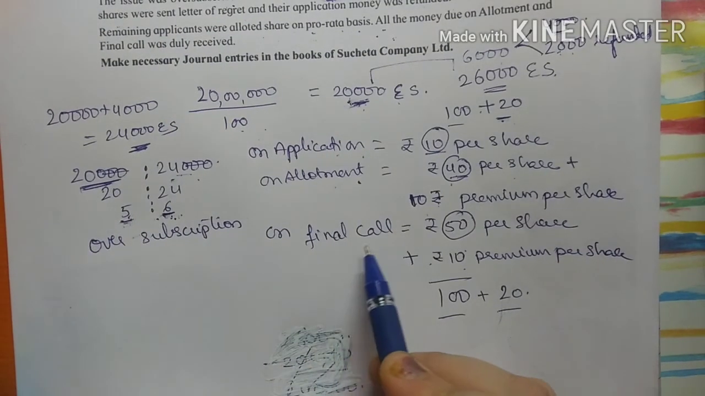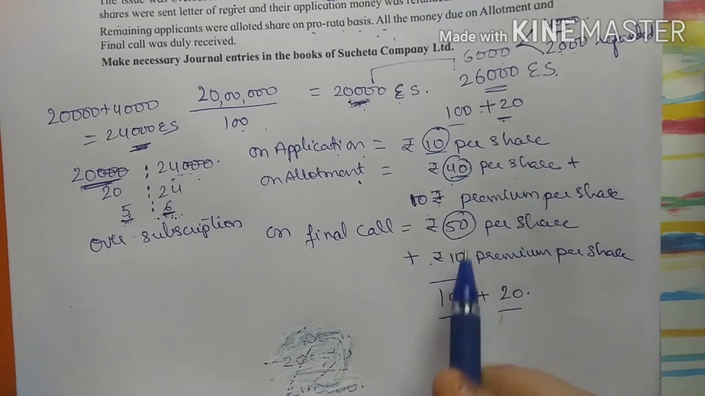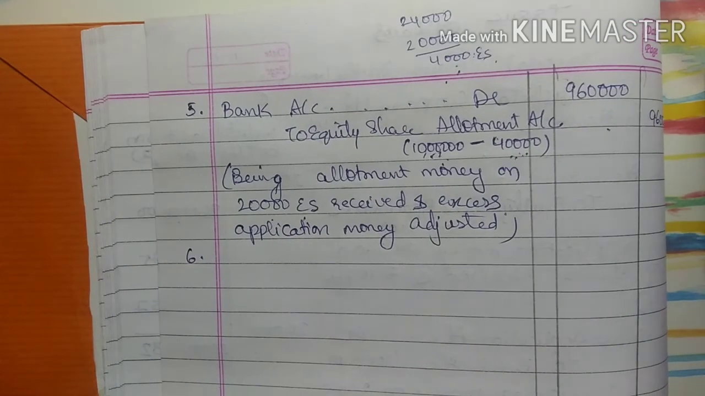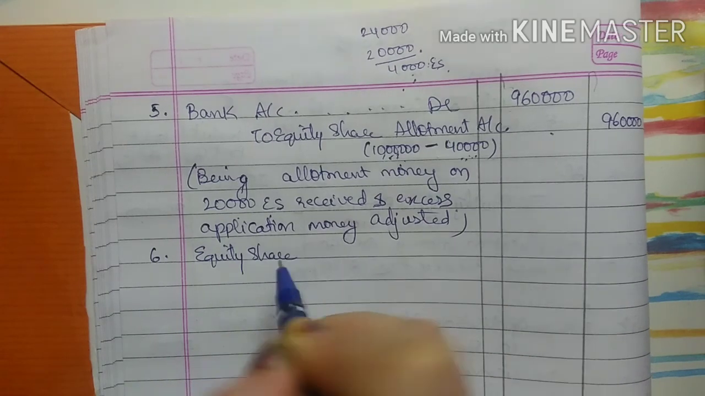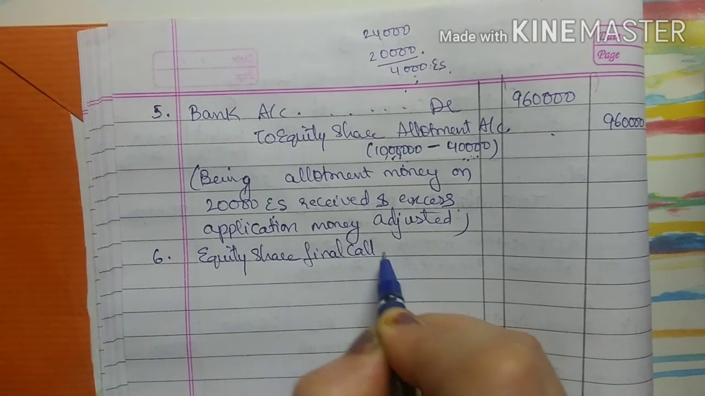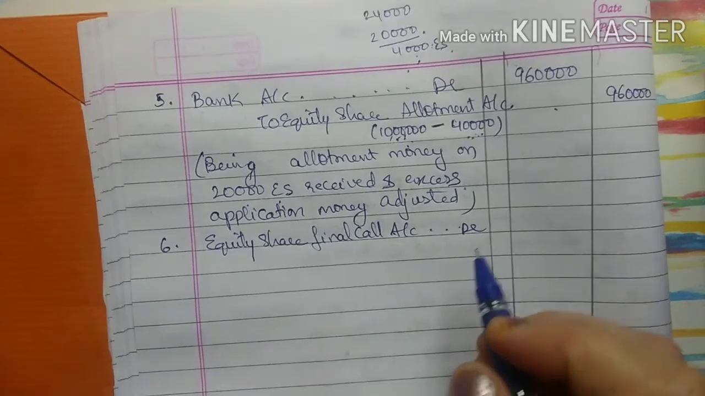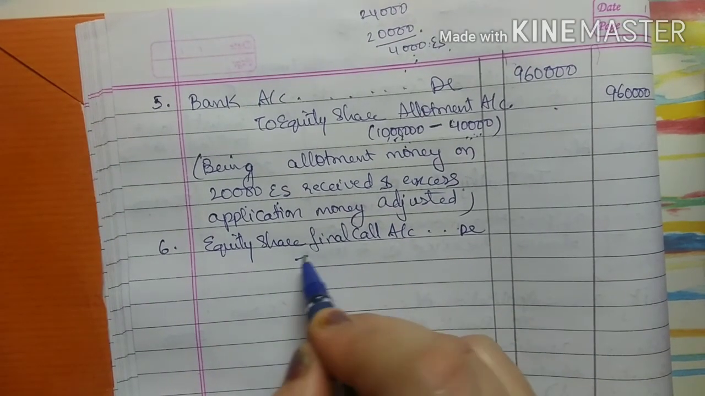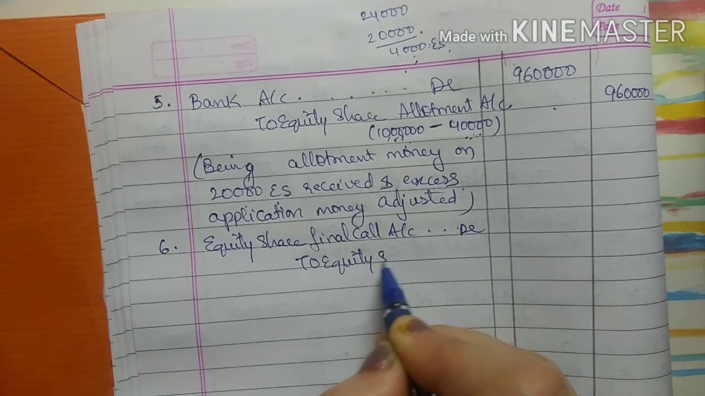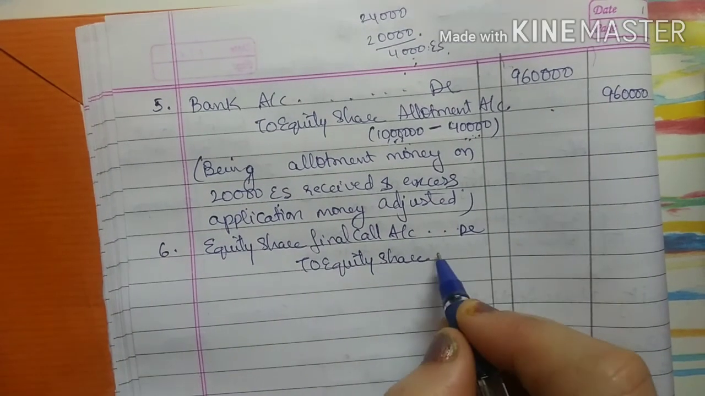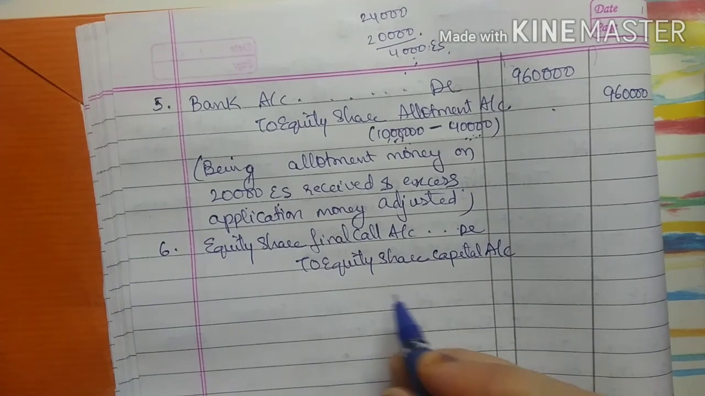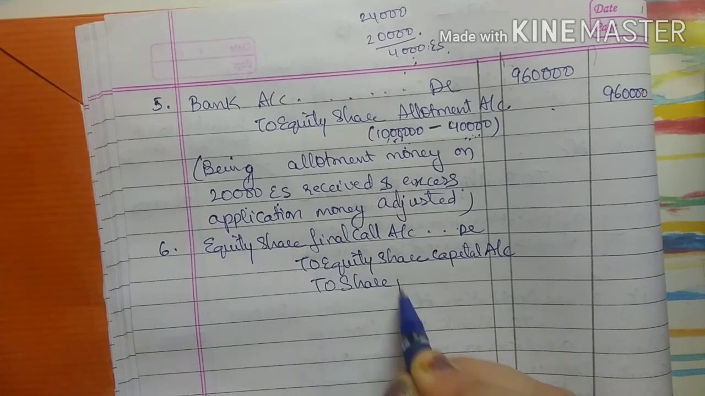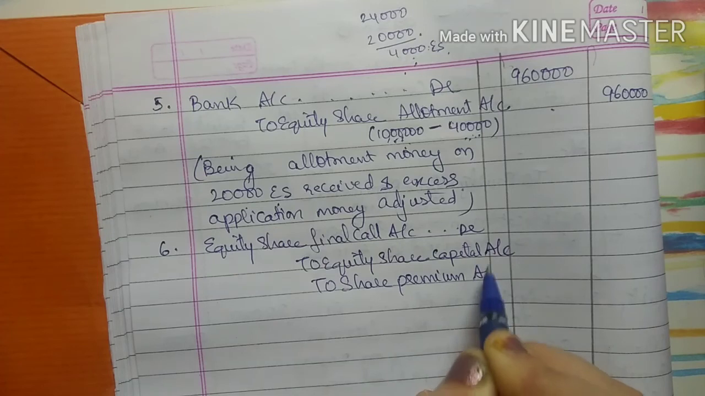Now the last stage is the remaining, that is the final call, 50 rupees per share and 10 rupees premium. So the first call has to be made. So for making the call, the entry will be equity share final call account debit, right, to equity share capital account, to share premium account, right?